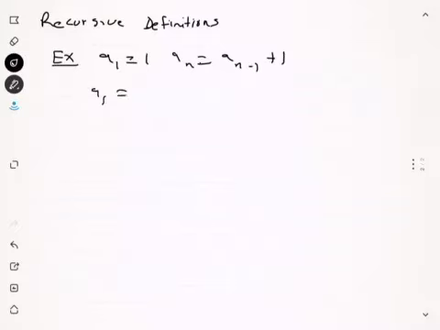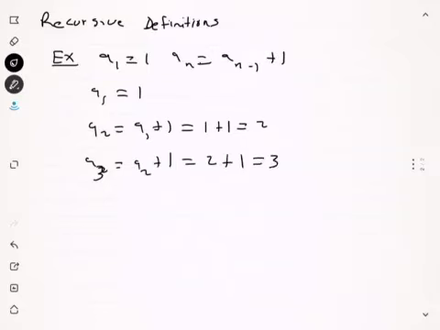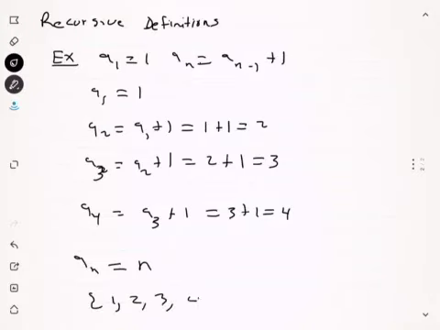Let's find out. A1 is 1, a2 from the recursive formula is a1 plus 1, but a1 is 1, so 1 plus 1 is equal to 2. A3 is a2 plus 1, but a2 is 2, and then you add 1 to that, and you get 3. A4 is equal to a3 plus 1, but a3 is 3, so 3 plus 1 is equal to 4, and as you can see, that recursive relation gives rise to the sequence of positive integers 1, 2, 3, 4, and so on.